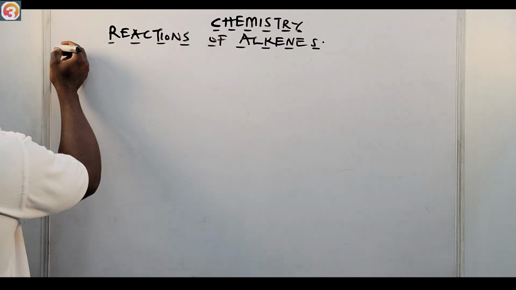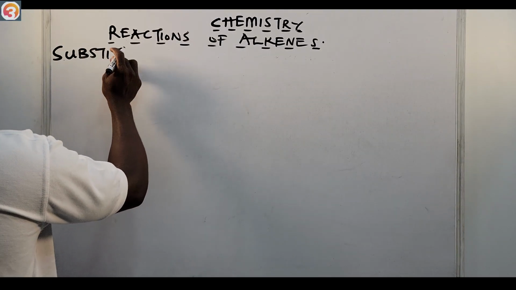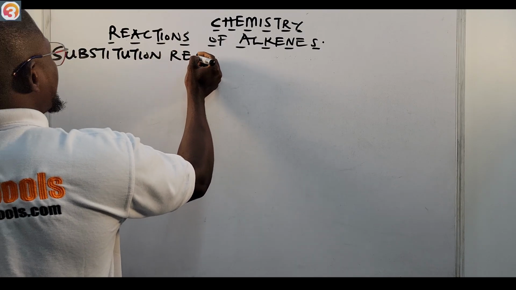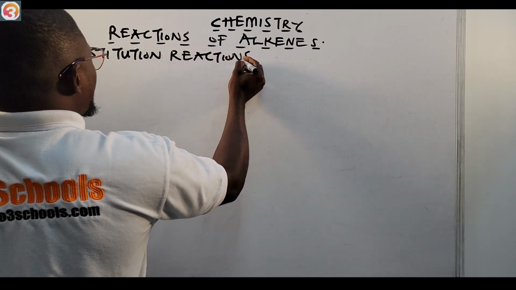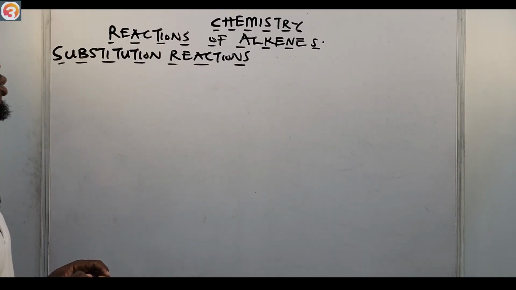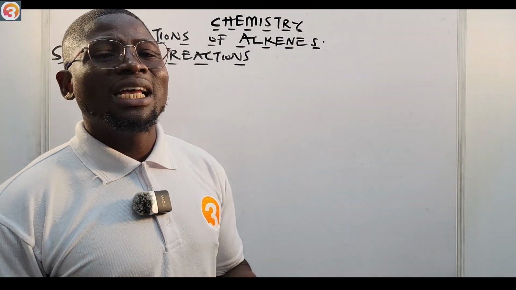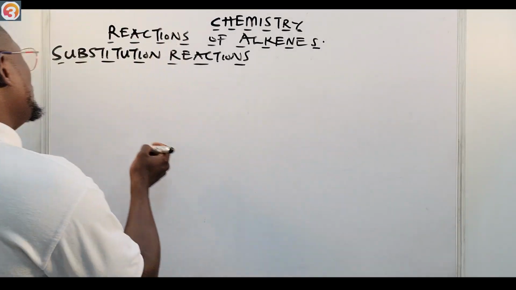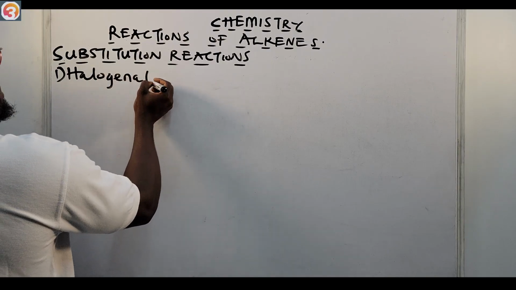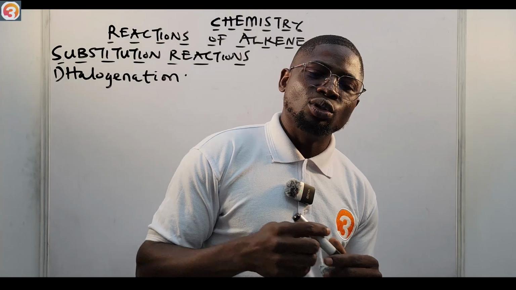So we're having substitution reactions here. Let us see the substitution reactions that alkenes undergo. One of the substitution reactions that alkenes undergo is called halogenation. Number one is halogenation. I think this is the only one we're going to look at. So alkenes undergo halogenation.